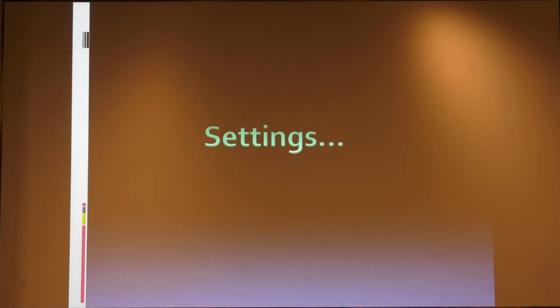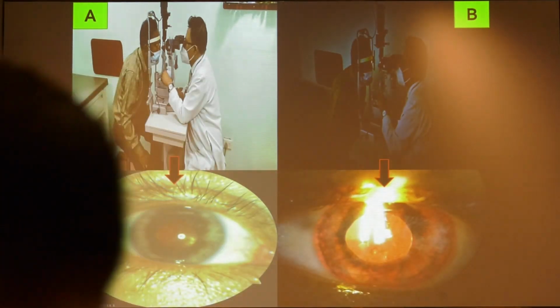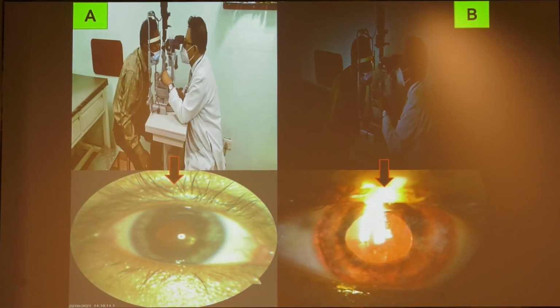Now, the setting of your room is very, very important. For example, I am showing you 2 pictures. One is a dilated room picture. Another is with the room light off. You see in the B picture, the transillumination defect is so prominent. So to see flare, cells, transillumination defect, and keratic precipitates, you have to darken your room to visualize the structures.